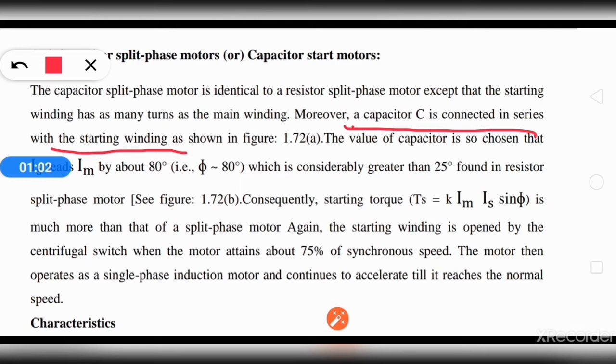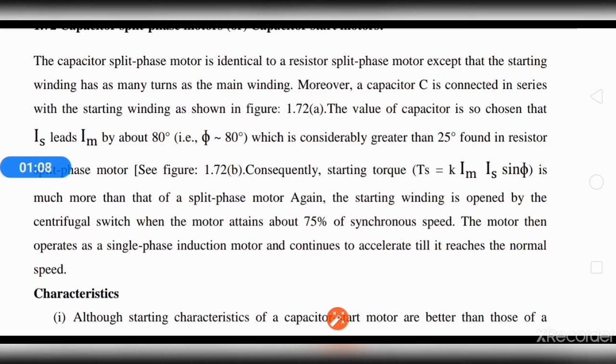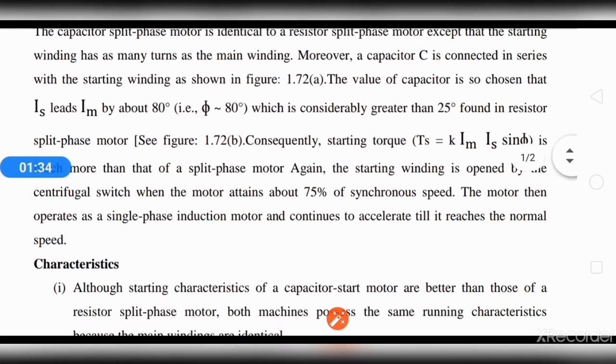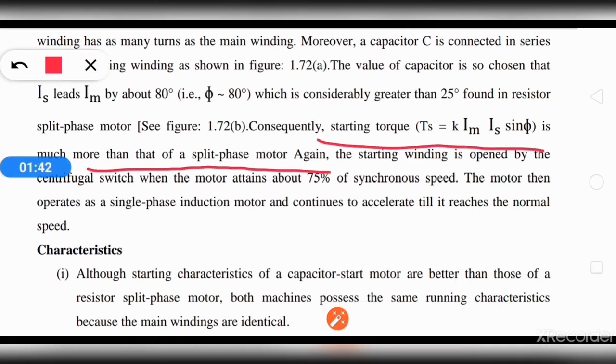The value of the capacitor is chosen such that IS, the starting winding current, leads the main winding current by nearly 80 degrees. Our main aim is to give a phase difference between the current of the starting winding and the main winding. This phase difference is provided by the capacitor. It is considerably greater than the 25 degrees found in the resistor split phase motor. Therefore, the starting torque will also be high, and much more than that of the split phase motor.